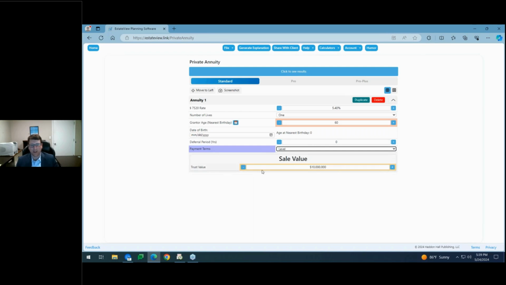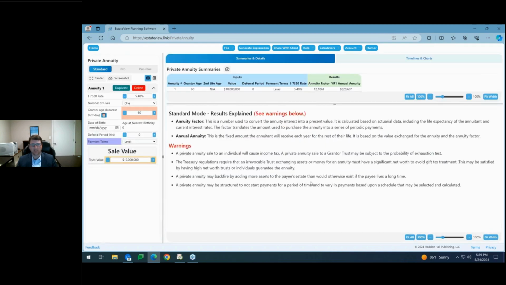And then our trust value: what are we transferring to the trust? What is it valued at? We're going to say $10 million for this illustration. So we click to see our results.